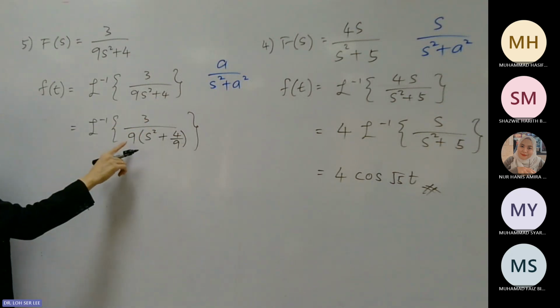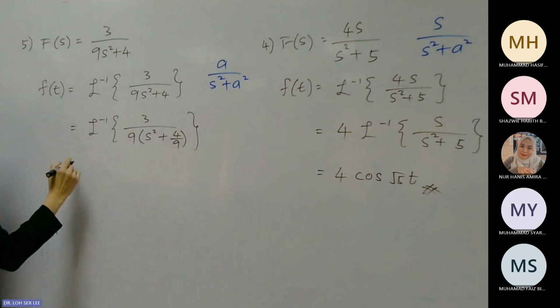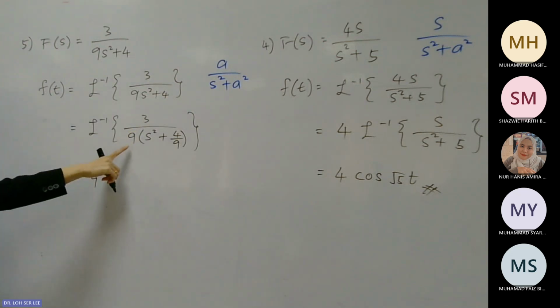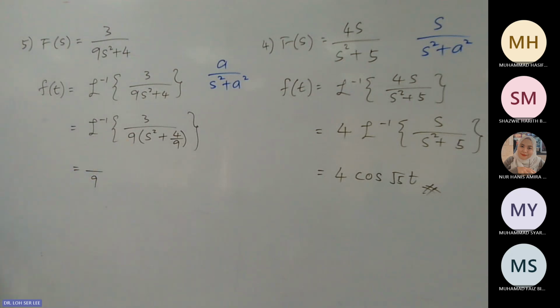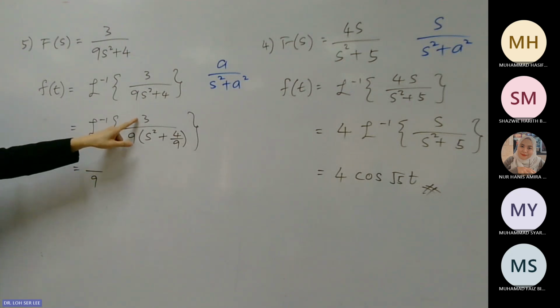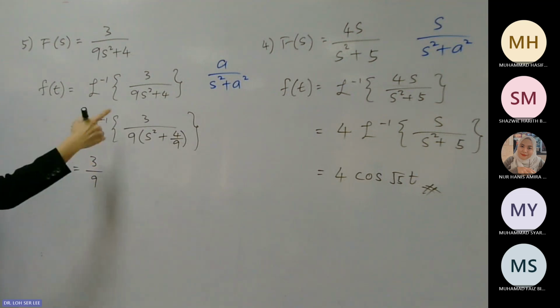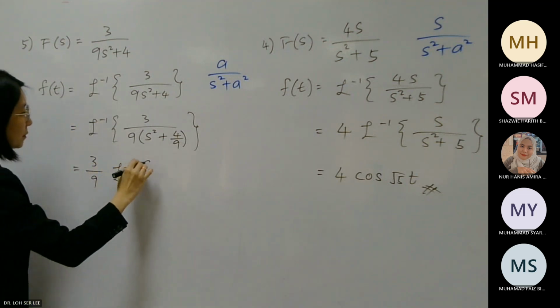So the 9, we bring it out. When you bring it out, it will be 1 over 9, because this is from the bottom. And here we don't want the 3, because your a is not 3. We take out the 3. 3 over 9, we take it out.